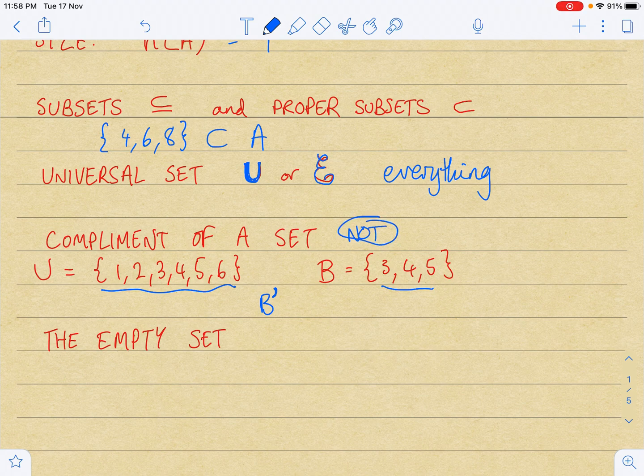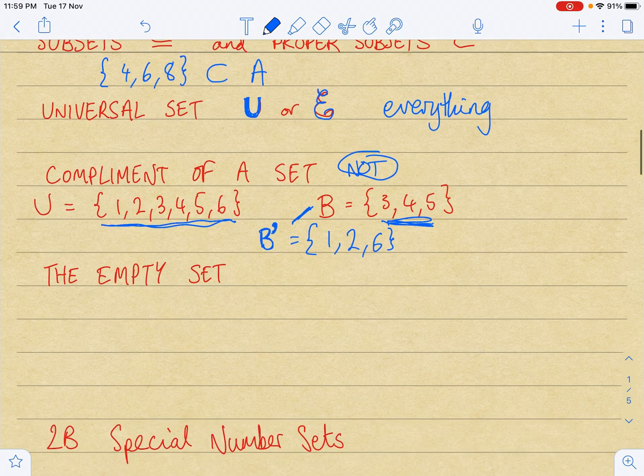So for example, this complement of B would be all the elements in my universal set that are not in B. So I could have 1, 2, and then 3, 4, 5 are in B, so 6 is the last one. So it means not in. If you see this little dash, it means the ones that aren't in B. And useful to recognise that these two together make up the universal set. So B and the complement of B will always make the universal set. If it's not in B, then it's in B's complement, then it's everything.